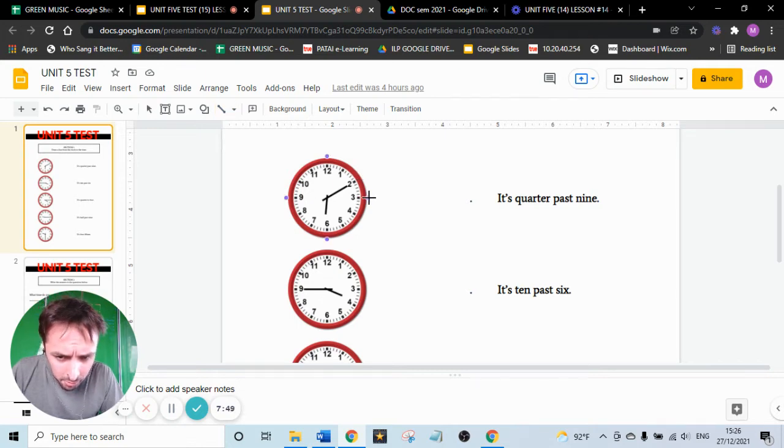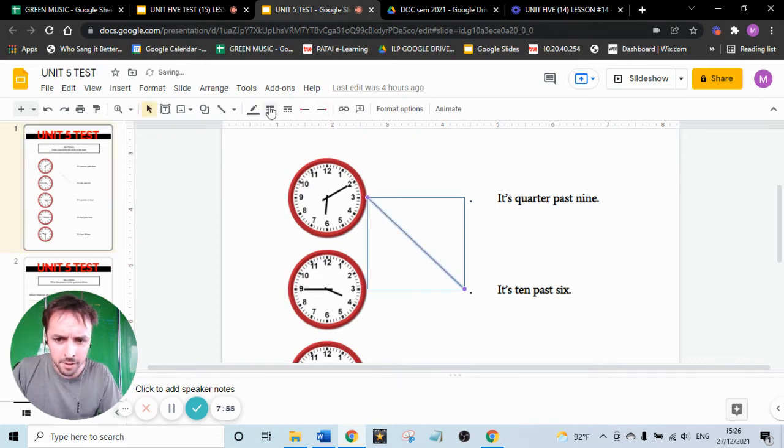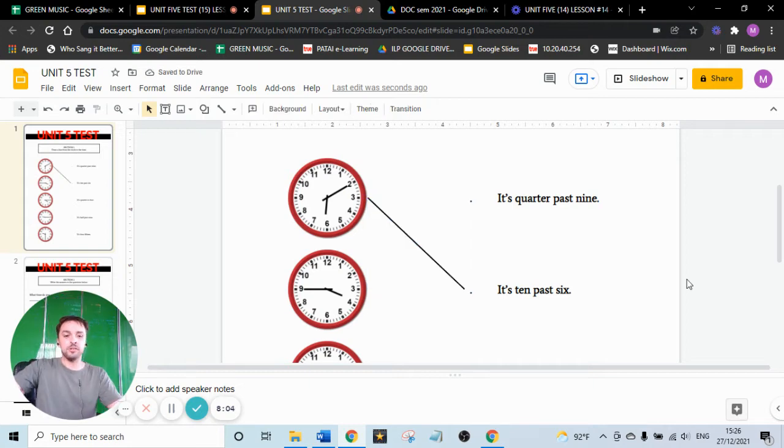Let's draw a line from the clock to the sentence. Just like that. Let's make it a bit bigger and let's make it black. Okay, very good. So that's number 1. It's 10 past 6.